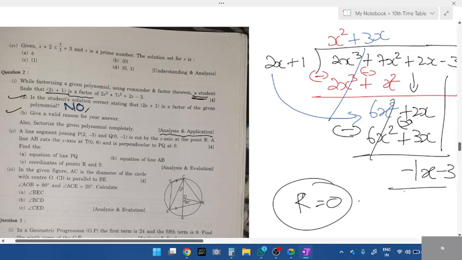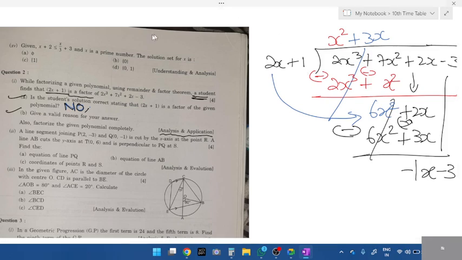Okay, just leave it. You can't factorize. The reason is the remainder is not 0. If you had remainder 0, we could have factorized it. 2x. Yeah, you can use the trial and error method. Yes, Tanishka, correct. Also factorize the given polynomial. So when the remainder is not 0, division is not possible, students. Is it clear till here?